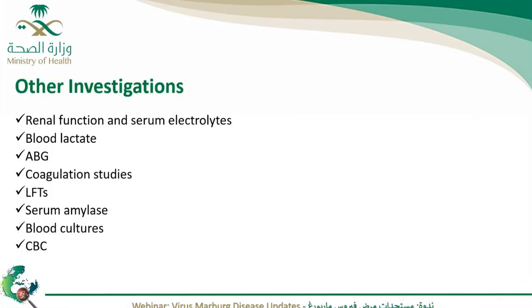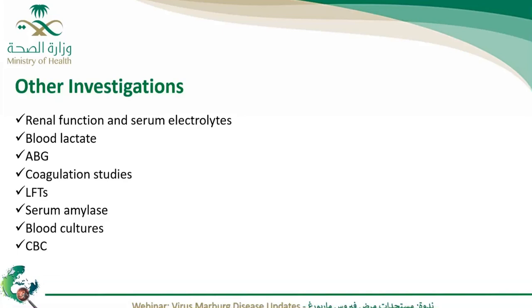Other investigations are also important, as they could indicate involvement of the disease. In renal function tests, we might see elevation in urea or creatinine level that indicates renal injury, hypokalemia due to vomiting and diarrhea, and hypocalcemia, which is associated with a fatal infection. Blood lactate could indicate tissue hypoperfusion as an indication of shock. Also, assessment of blood gas is very important, especially after huge fluid loss and electrolyte disturbance.